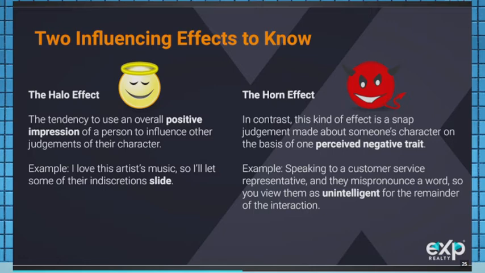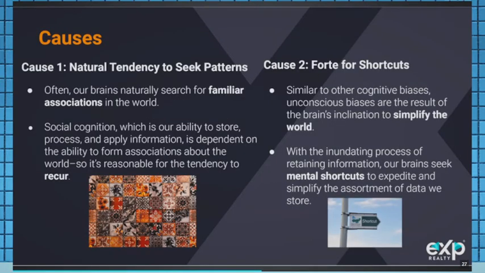Okay. Causes and influences. So, some causes for unconscious bias. Cause number one, the primary factor in unconscious bias, is our natural tendency to seek patterns. Often our brains naturally search for familiar associations in the world. Social cognition, which is our ability to store, process, and apply information, is dependent on the ability to form associations about the world.